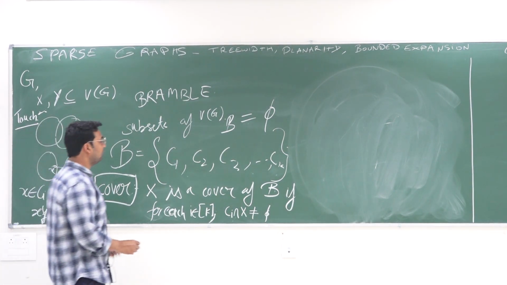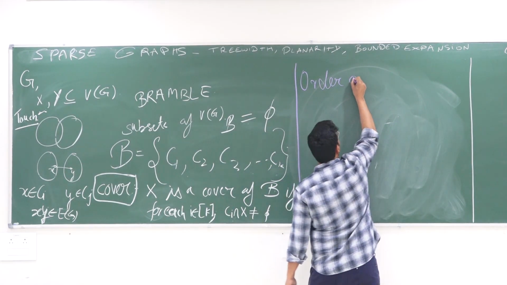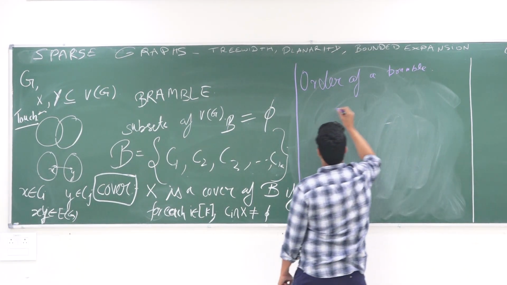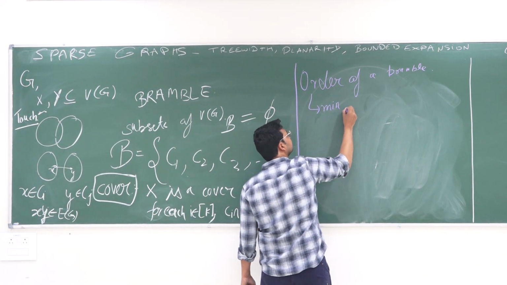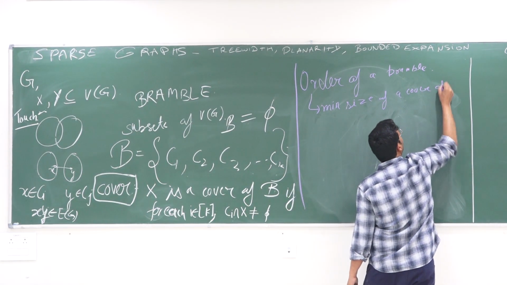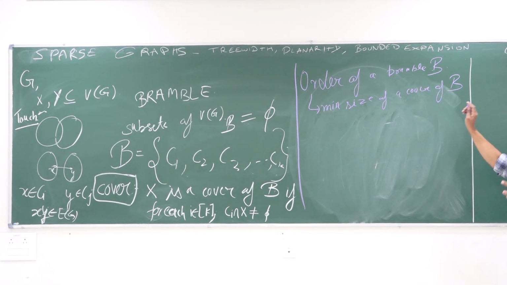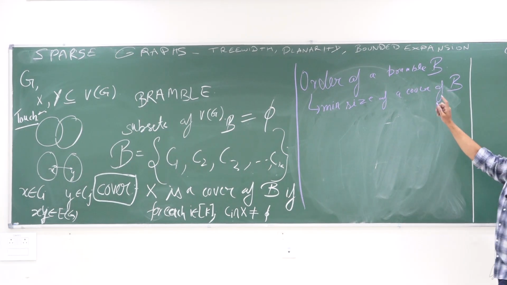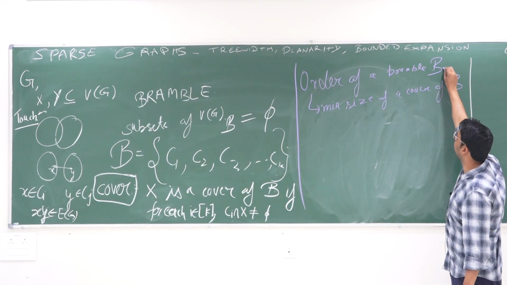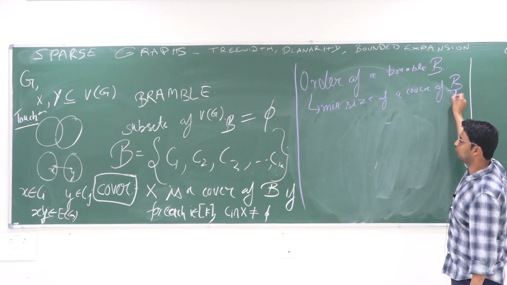Great, thanks. Now, another definition is the order of a Bramble. This is the minimum size of a cover of B. Observe that whenever I say order or anything, this is a property of a fixed Bramble. This is not a property of the graph. This is a property of a Bramble B. So the order of a Bramble B is the minimum size of a cover of B.